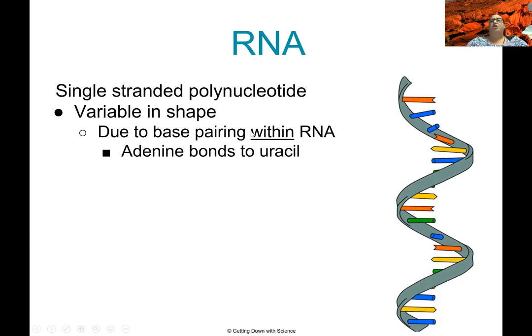Adenine will bond to uracil in RNA. Remember, thymine is in DNA. Uracil takes the exact same spot in RNA. So adenine bonds with uracil and cytosine will bond with guanine just like before. So here we have our chewing gum, but we have our apples wearing underwear.